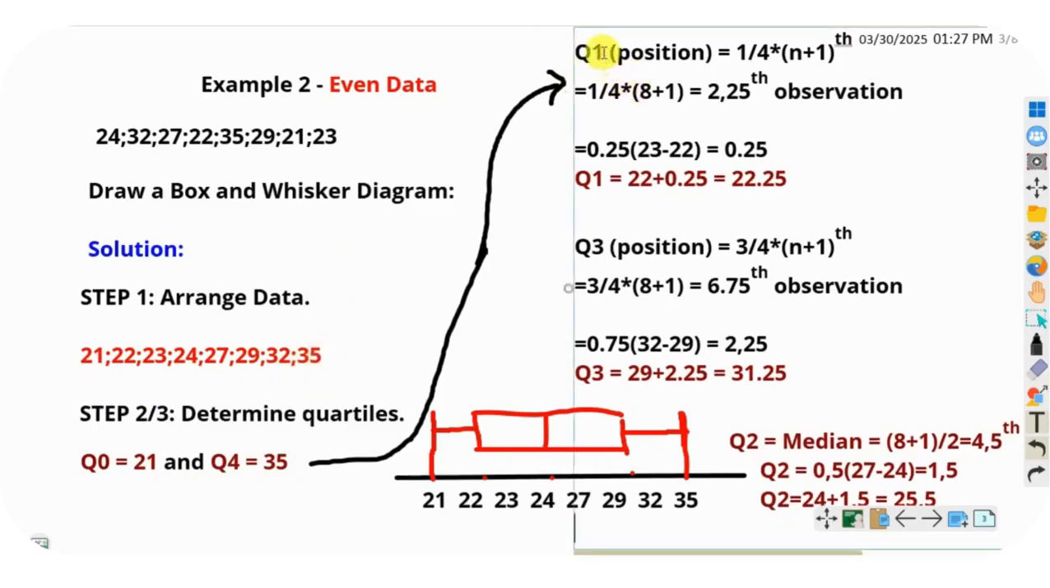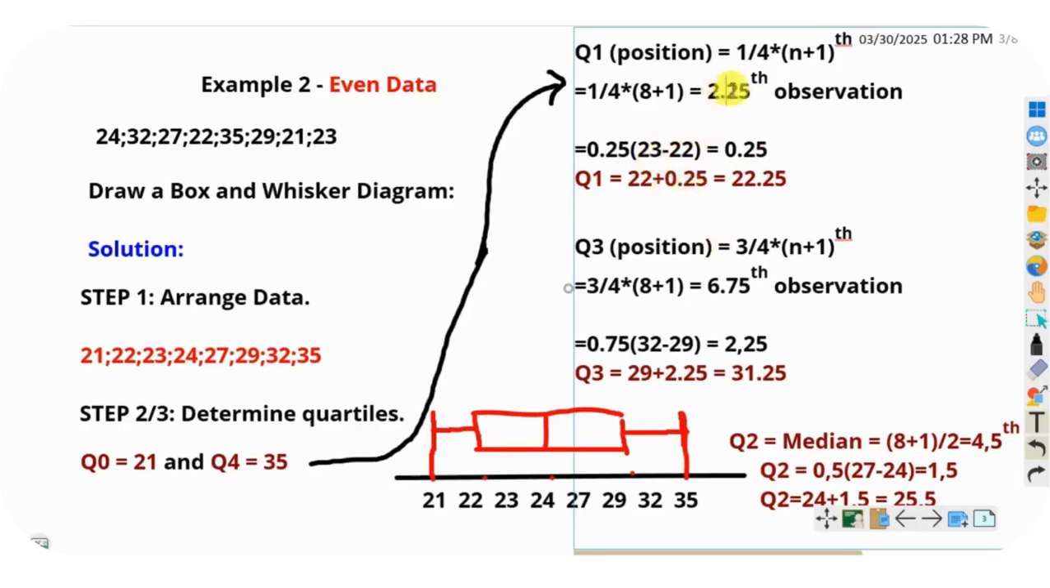Now we need Q1. So Q1 is equal to what? We find the position first: 1 over 4 multiplied by n plus 1. Now n is 8, so n plus 1 is 9, and 1 over 4 multiplied by 9 gives us the 2.25th observation. Now you see this is not a whole value because it has a decimal point here.